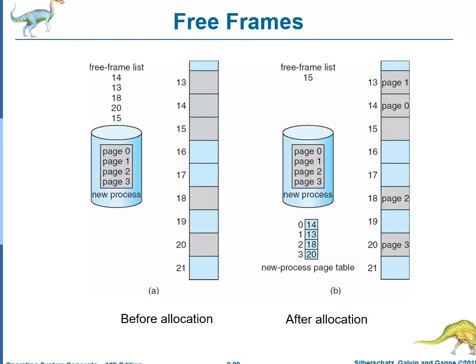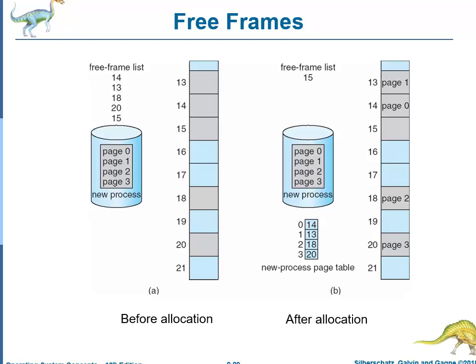When a process arrives in the system to be executed, its size expressed in pages is examined. In this example, we have a new process with pages 0, 1, 2, 3, so it has 4 pages. Each page of the process needs 1 frame. Thus, if the process requires n pages, at least n frames must be available in memory.